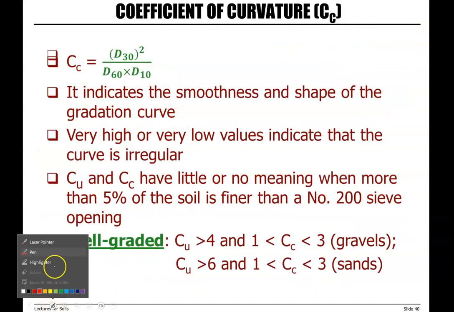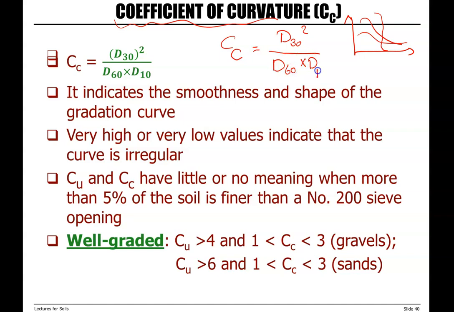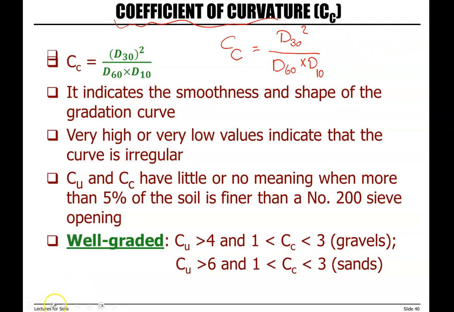Then we have coefficient of curvature. So it's talking about our curve, whether it's like this, like this, or like this. And its coefficient of curvature is D30 to the power of 2 divided by D60 times D10. So we had 1 millimeter to the power of 2 divided by 3 times 0.35.